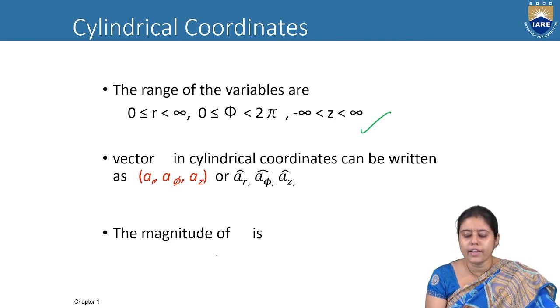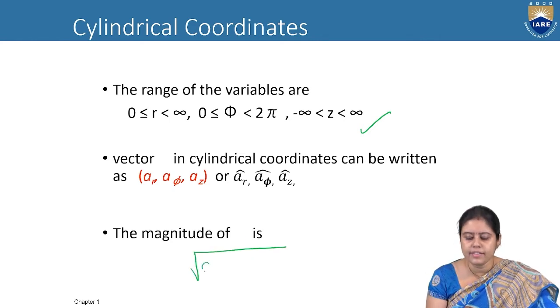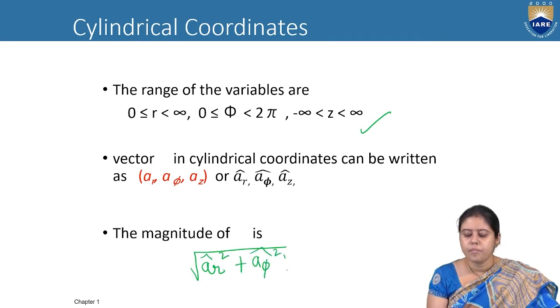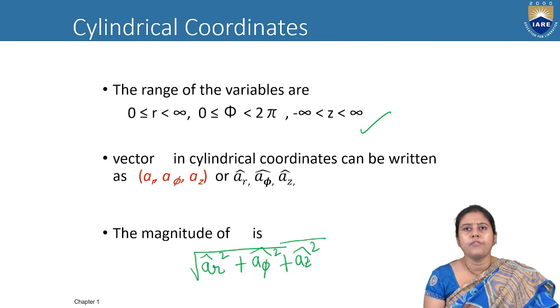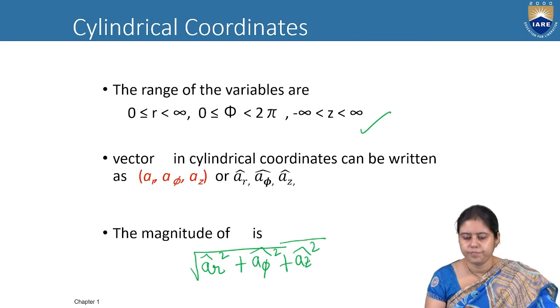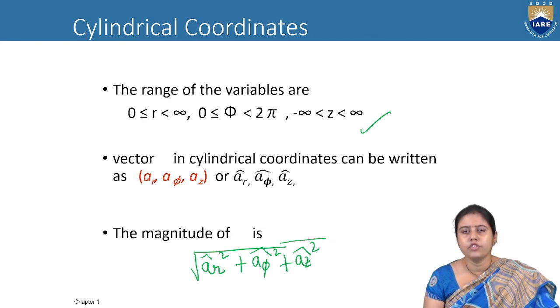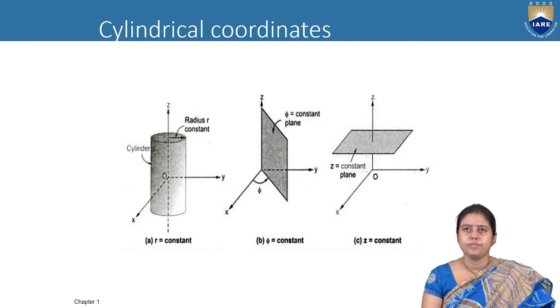And what is the magnitude of the line? The magnitude is the square root of AR square plus A phi square plus AZ square. That is, the coefficient of the R component square plus the phi component square plus the Z component square. This is the magnitude of any position.